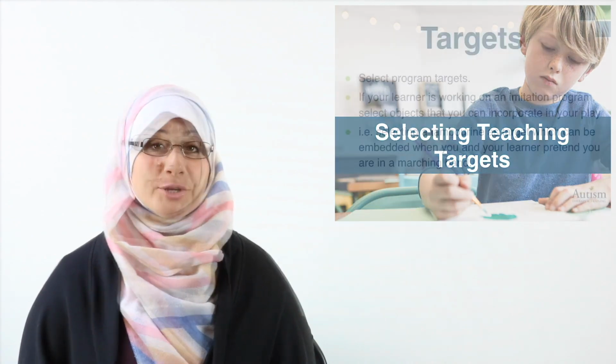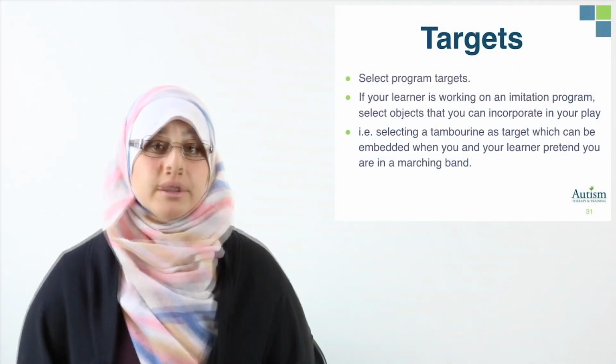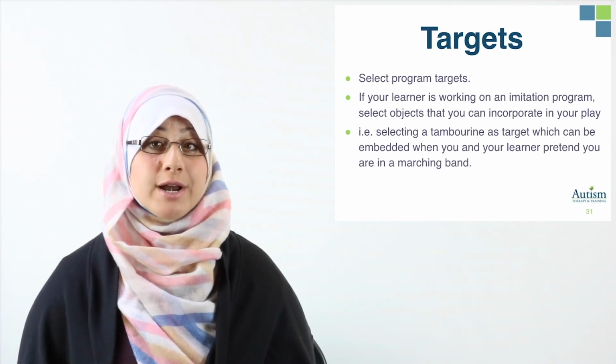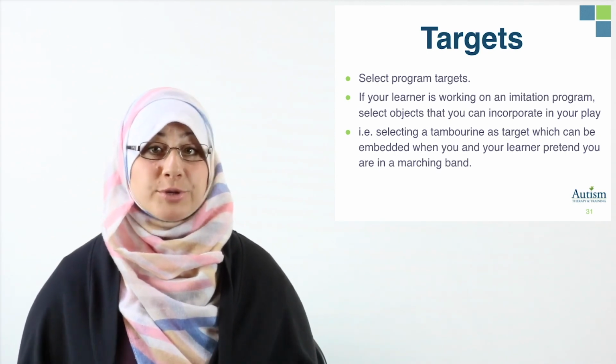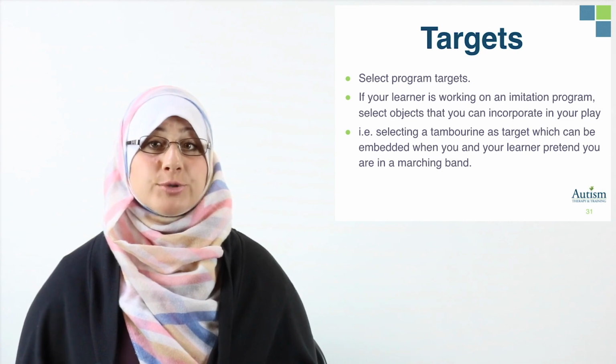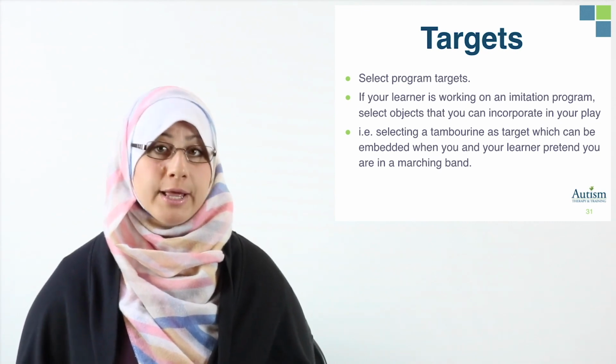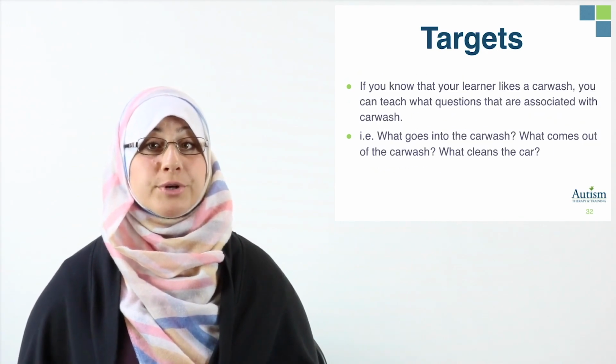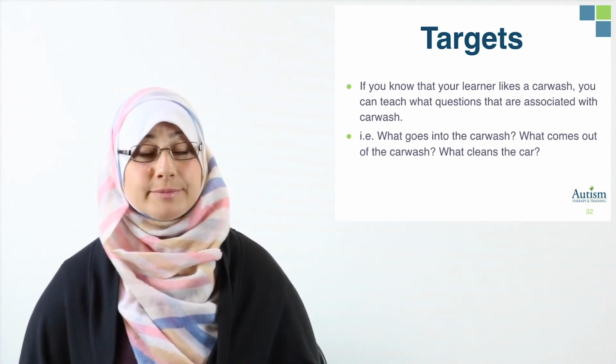All right, let's continue. As an educator, you'll be required to select program targets. If your learner is working on an imitation with objects program, you can select objects that you can incorporate in your play. For example, selecting a tambourine as a target, which can be embedded when you and your learner pretend you're in a marching band.